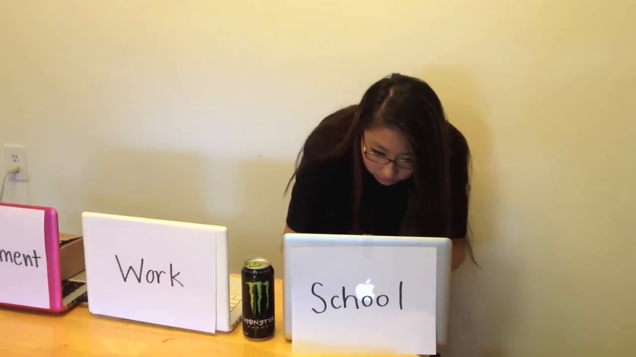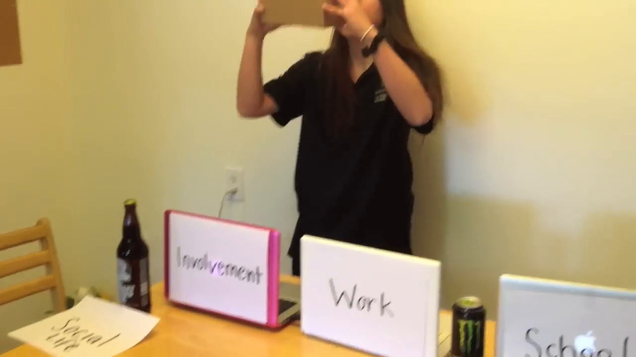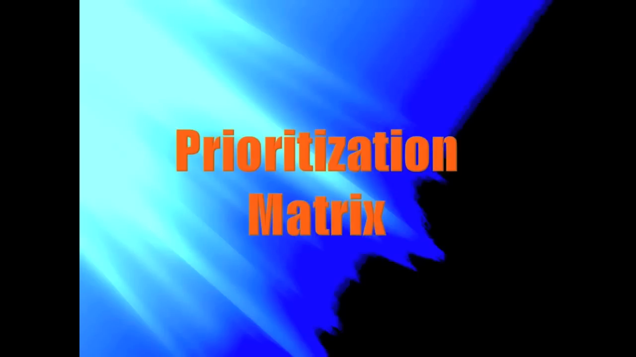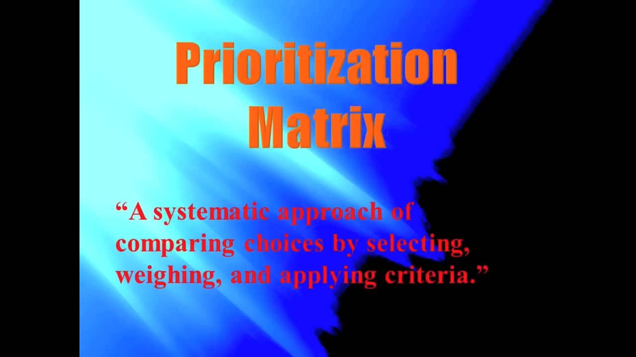Wow, Lorraine does look really busy. It sounds like she needs a prioritization matrix. This is a systematic approach of comparing choices by selecting, weighing, and applying criteria.